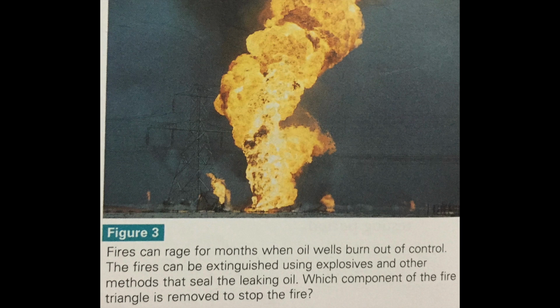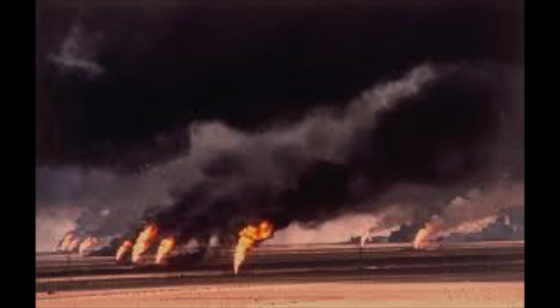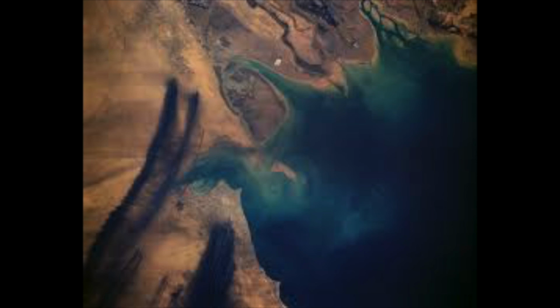Figure 3, fires can rage for months when oil wells burn out of control. The fires can be extinguished using explosives and other methods that seal the leaking oil and consume the oxygen that feeds the flame. Which component of the fire triangle is removed to stop the fire? At the end of the first Gulf War between Iraq and the United States, Saddam Hussein lit many wells in Kuwait on fire and they had to be put out over a long period of time. It caused catastrophic environmental damage.